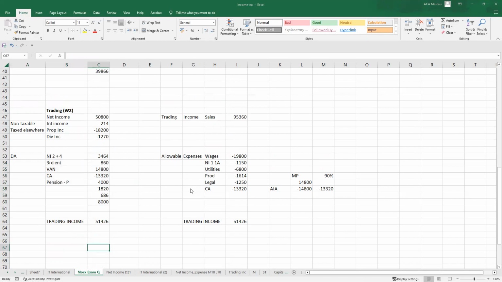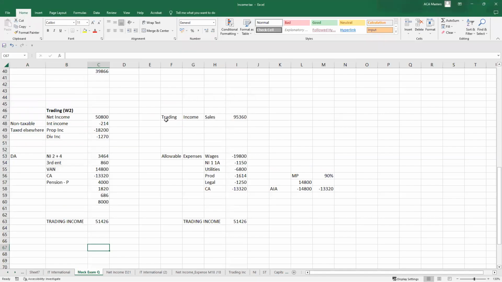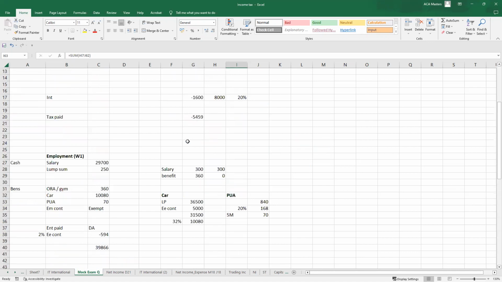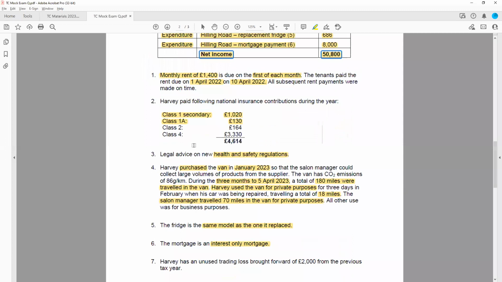Or sometimes they tell you, this is before including the following amounts, and therefore you'd include any taxable income and then include any allowable expenses. But it's just two sides of the same coin. So then we've got the trading income. Just make sure that we've dealt with all of the notes. That's why I like to cross them off as I go through.